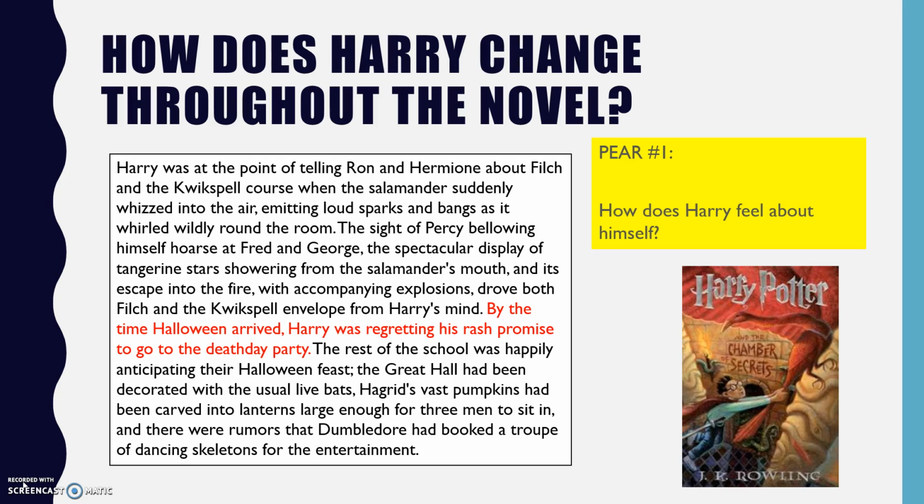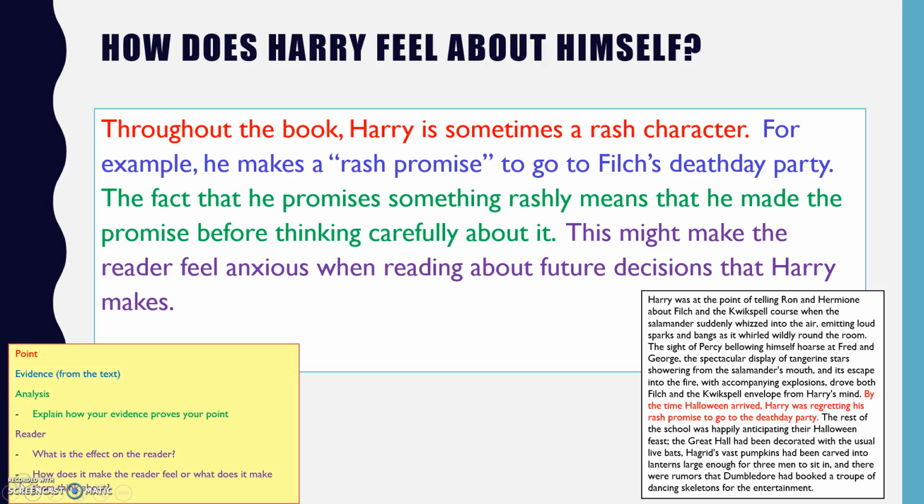Okay, as you can see, I've marked in red the bit of evidence from the text that we're going to be working with for our paragraph today. Your first paragraph is going to be about how Harry feels about himself. You can see that I've put the little color-coded PEAR in the corner there for you.